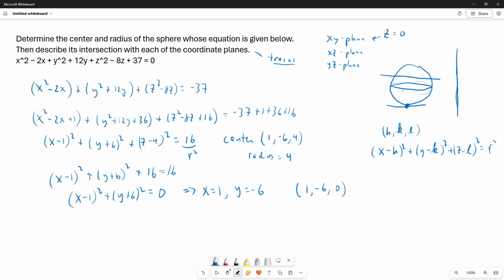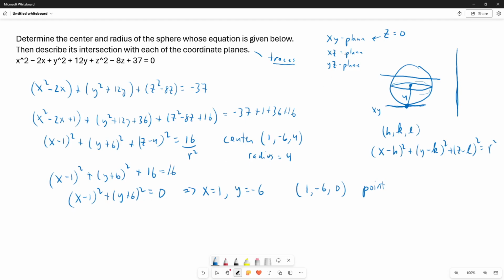So this sphere, we see that the z coordinate of the center is 4, and that means that this point is 4 units up from the xy plane. So the xy plane is down here. Our center is 4, our radius is 4, and so it makes sense then that the xy plane intersects in exactly one point. So the trace is just a single point, and it is this point.